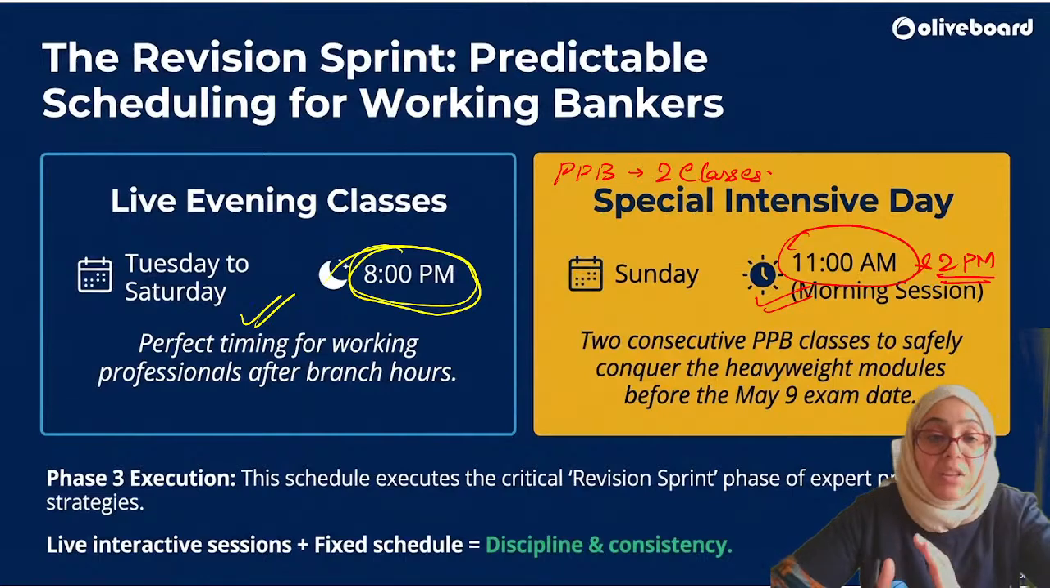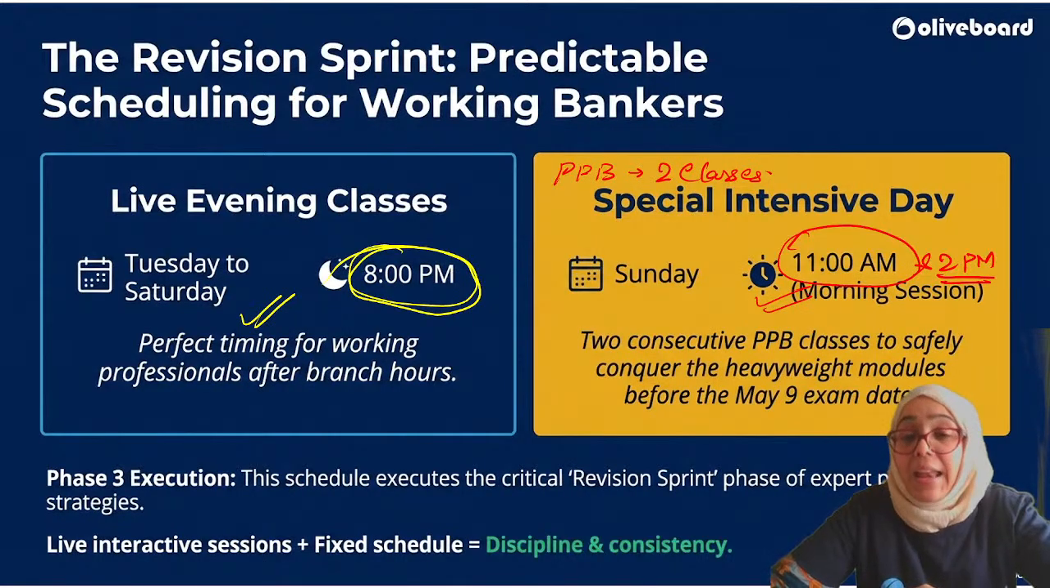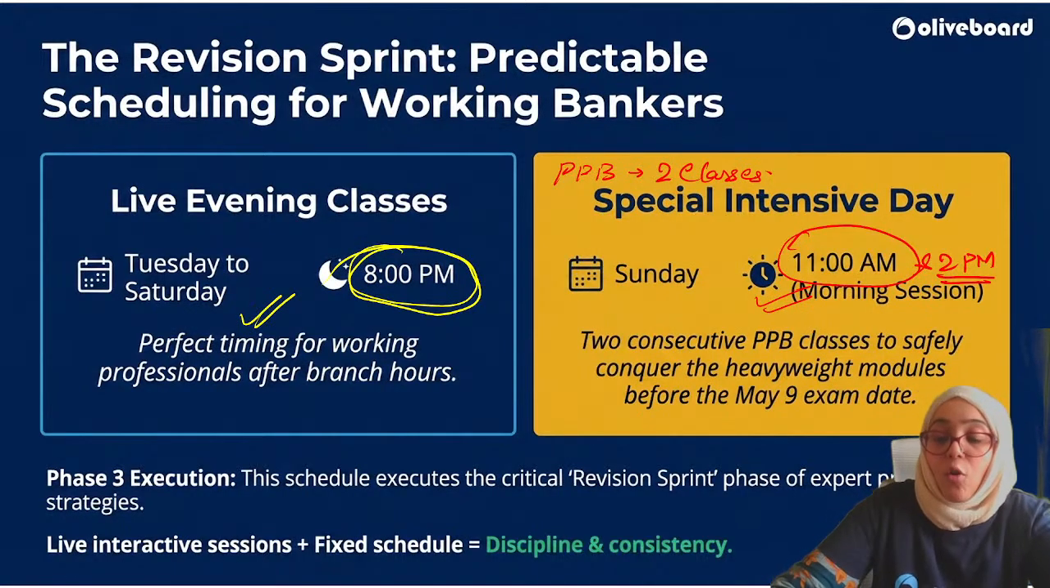So from Tuesday to Saturday, we have 8 p.m. classes in the evening. And every Sunday, we have 11 a.m. and 2 p.m. two classes in the first half of your day, right, everyone? So this is the class structure for all of you.